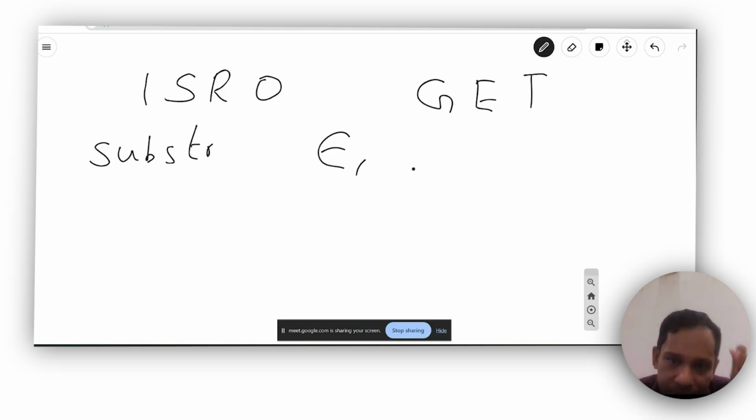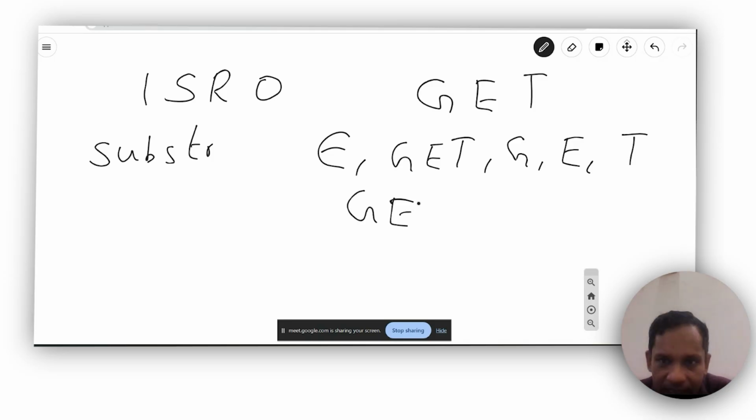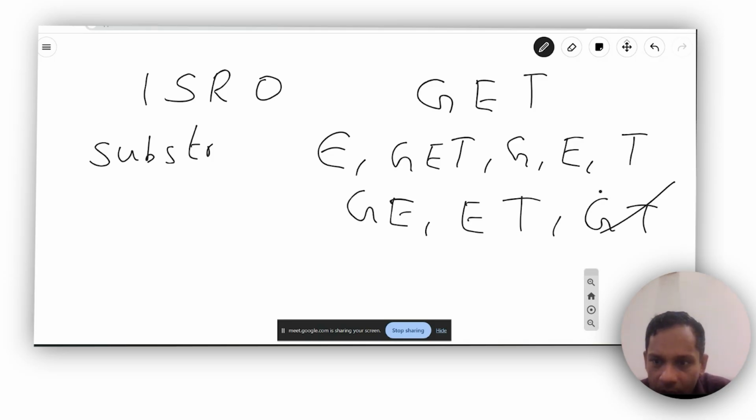Every string is a substring of itself, so GET is also a substring of GET. Then we have G, E, T, then GE, ET. Remember, GT is not a substring. For a substring to occur, characters should appear together. So don't confuse it with subset. Subset is different from substring. So if there are 3 elements, there will be 7 substrings.